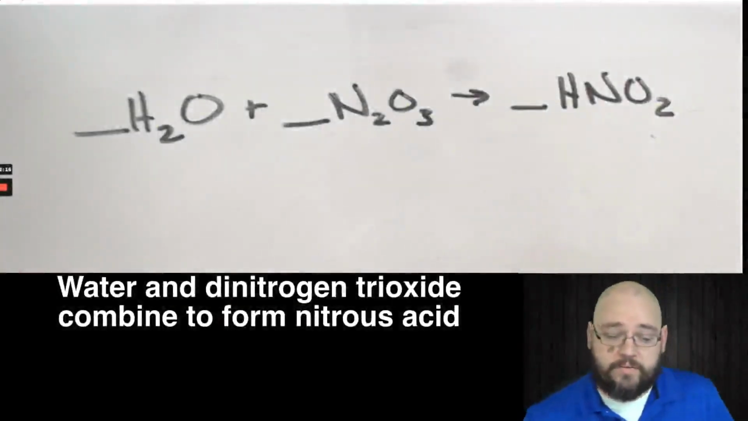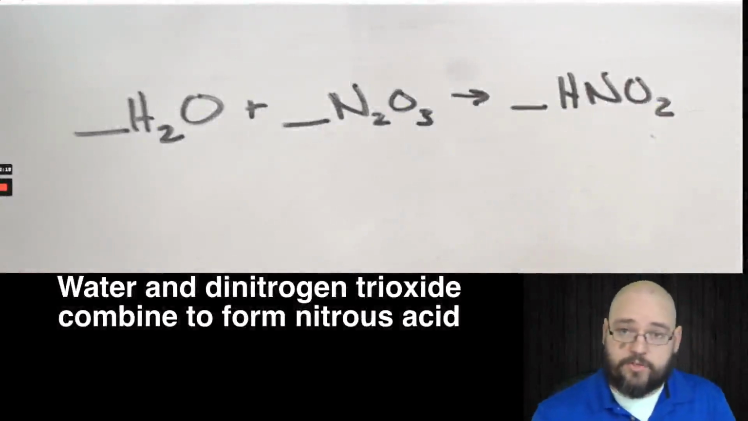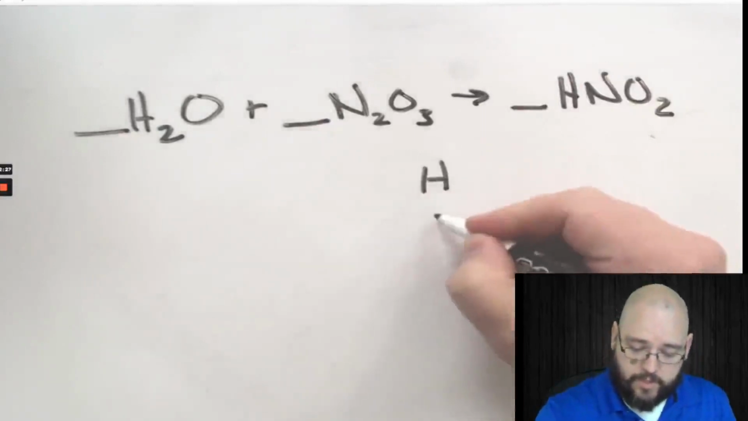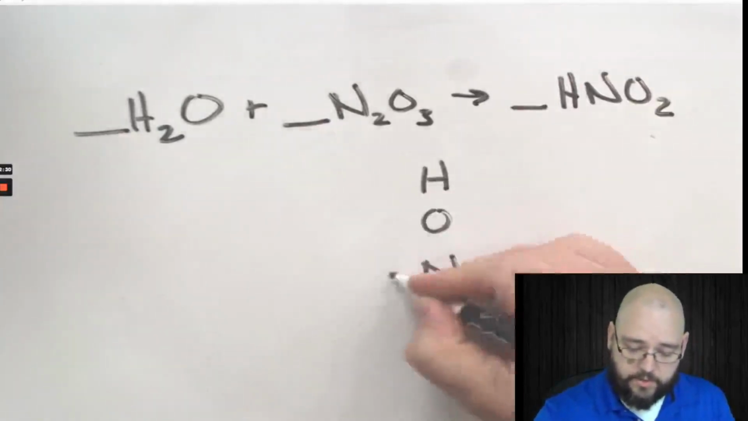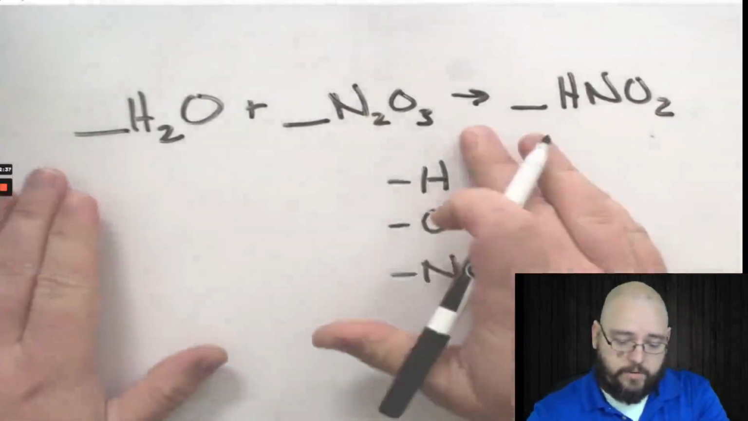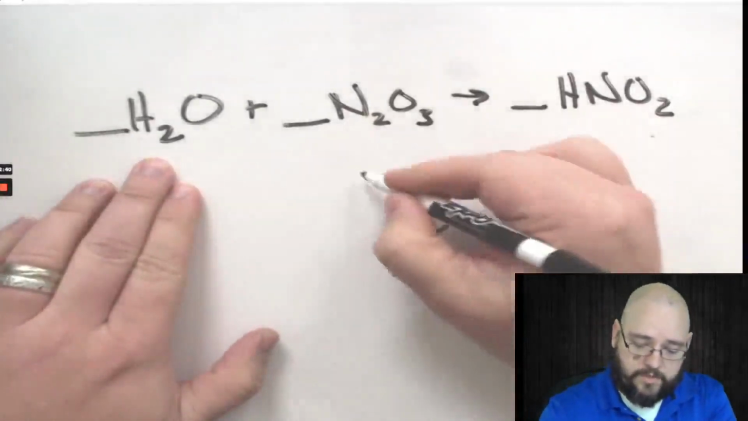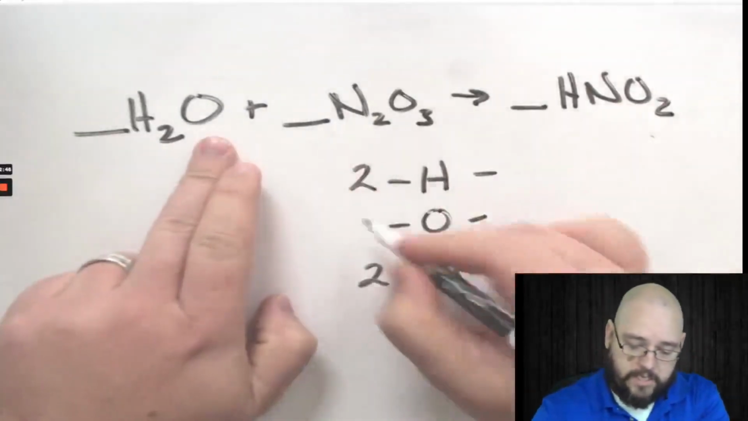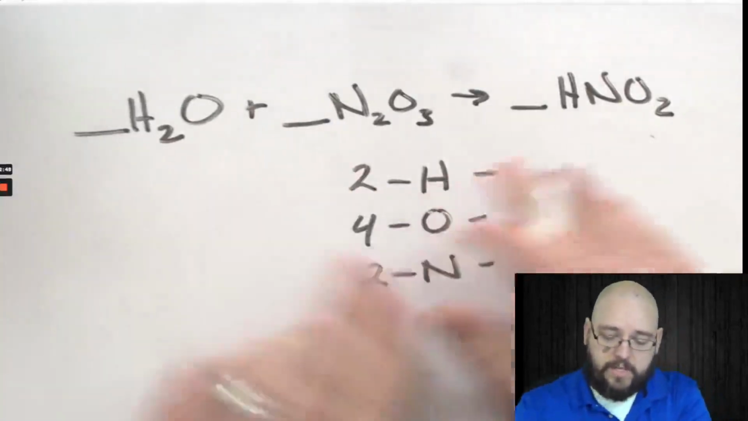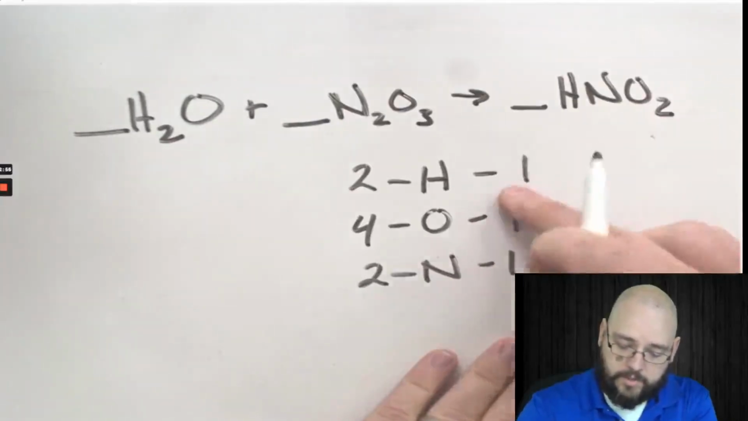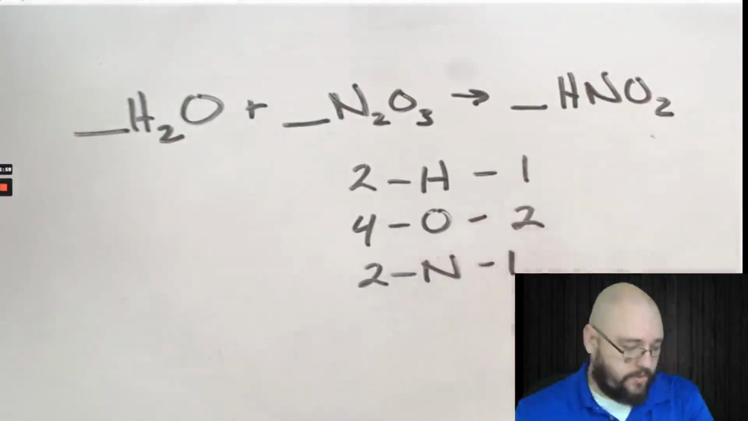Okay, for this example we have water plus dinitrogen trioxide will produce nitrous acid. So no polyatomic ions or anything. We're just going to write our elements down. We have hydrogen, we have oxygen, and we have nitrogen. Those are the elements that are involved. And on the left side of our arrow, we have 2 hydrogens. There are 2 nitrogens. And I have 1 plus 3 is 4 oxygens. And on the right side of our arrow, I have 1 hydrogen, 1 nitrogen, sorry, I wrote that in the wrong place, and 2 oxygens.